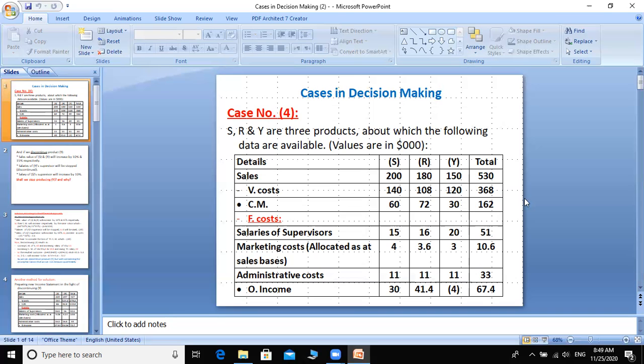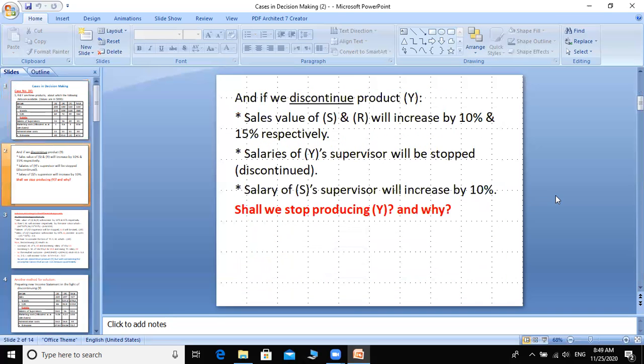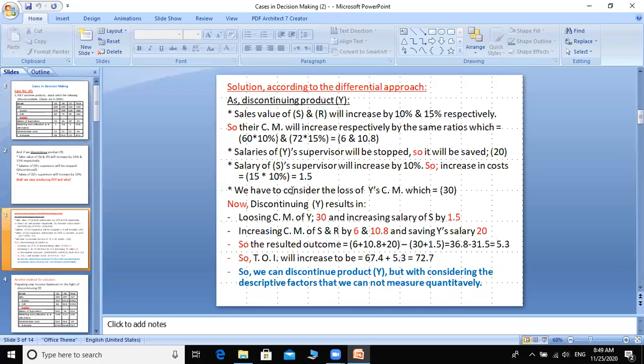This means we will lose 30 as its contribution margin. So we have to consider the loss of Y's contribution margin, which equals 30. Now, discontinuing Y results in losing 30 of Y and the increasing salary of S, 1.5. The total equals 31.5. At the same time, there will be an increase in contribution margin of S and R, as we calculated here, 6 plus 10.8.